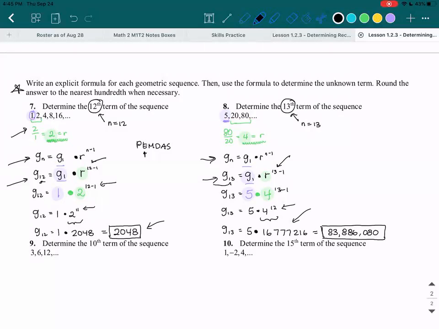I just typed it in the calculator. No way I did that in my head. I mean, if you can, you're a genius. What are you doing here?